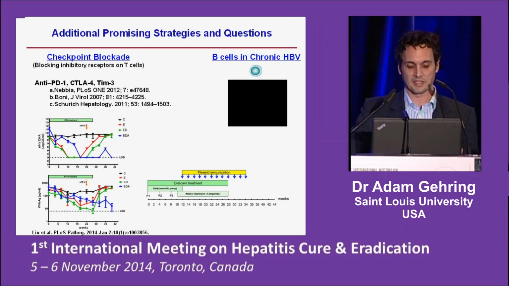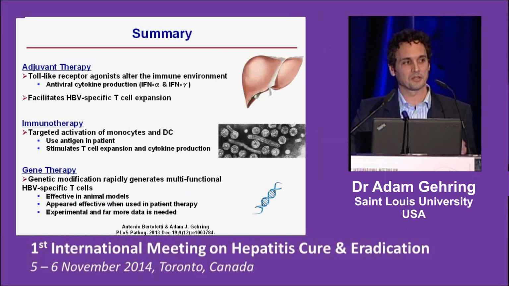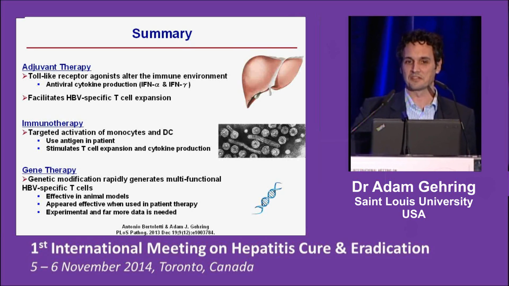And if we can stimulate T-cell expansion and antiviral cytokine production, I think there's a real benefit there. And then, of course, there are more experimental therapies like gene therapy, but they're in development, and things are moving in this field and moving fast in the cancer field. They've been effective in animal models. They appeared effective in our patient therapy, but there's a lot more data that are needed.